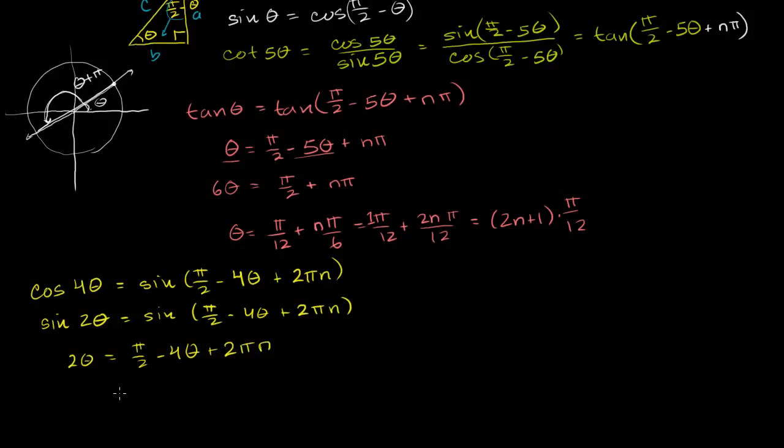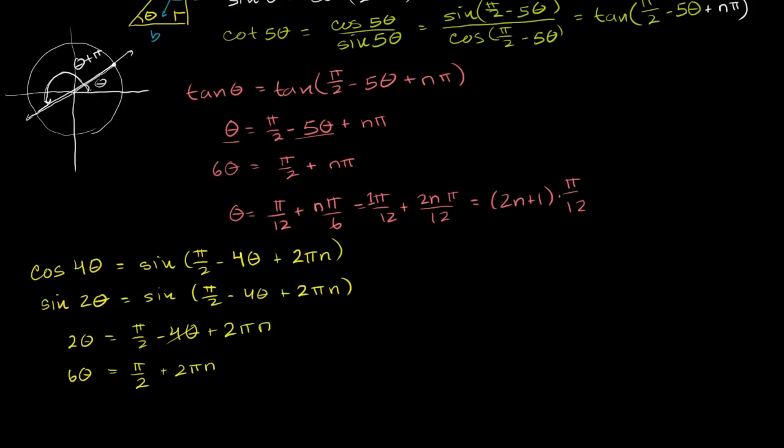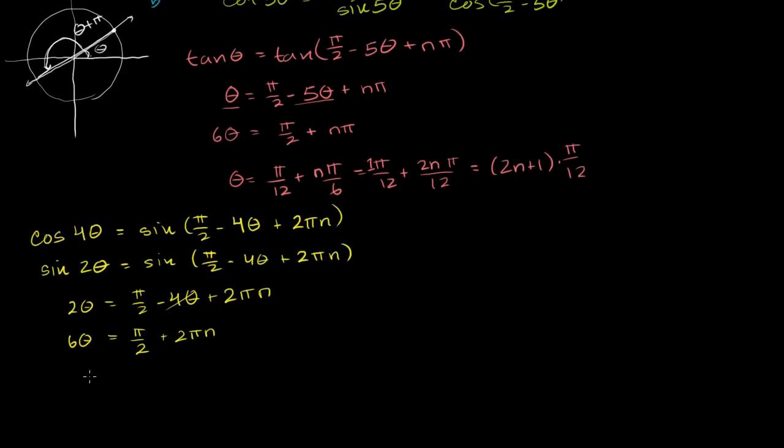Let's add 4 pi to both sides of this equation. We get 6 theta. 6 theta is equal to pi over 2, so this is canceled out, plus 2 pi n. Let's divide both sides by 6.